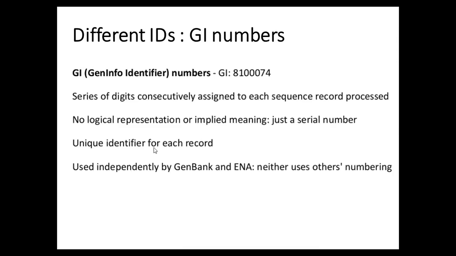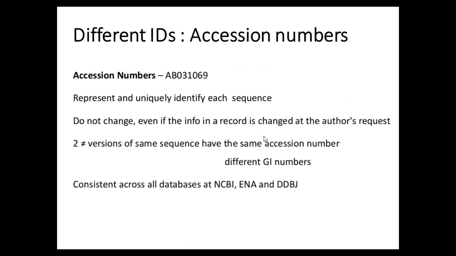So assume that you are an experimentalist, you uploaded a sequence, and after a few days you found out that there's a problem in this particular record. You corrected that, and you have to upload it again. When you upload it again, the GI number would uniquely identify that. It would not relate it to the previous number. It would give you a new number. Thus, this is the unique identifier. It is used independently by GenBank and ENA to uniquely identify the records.